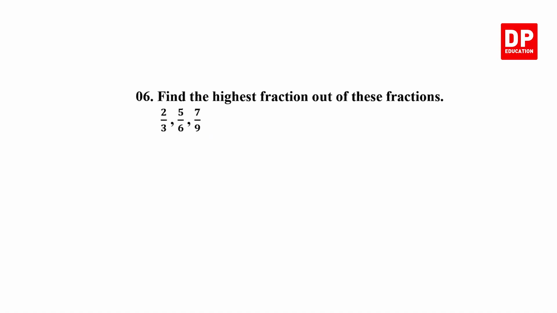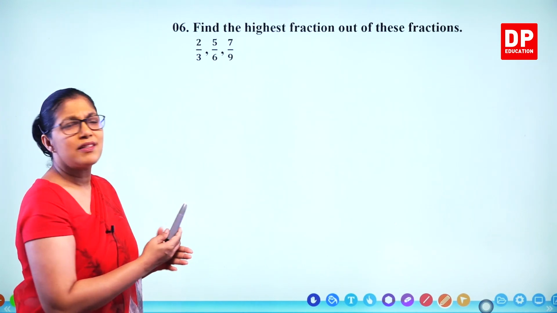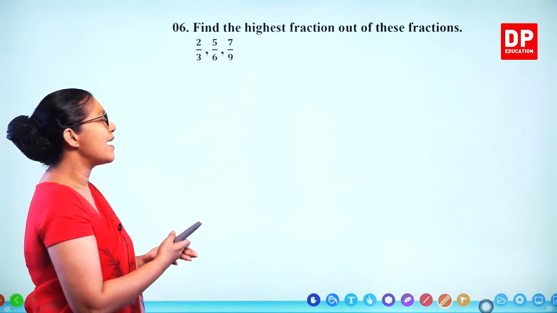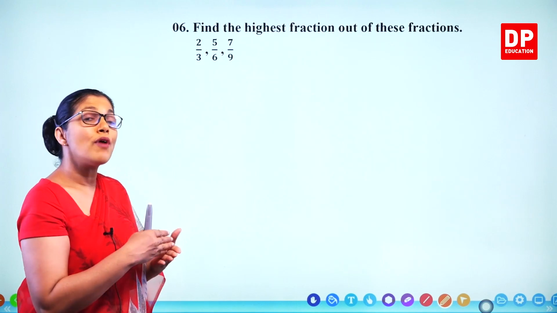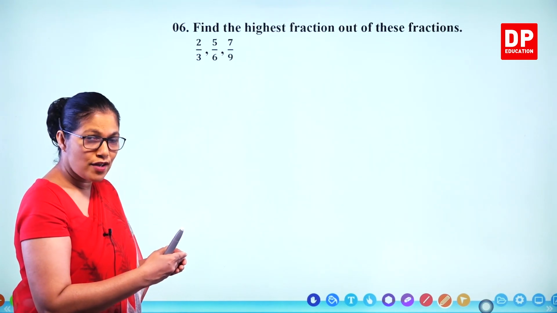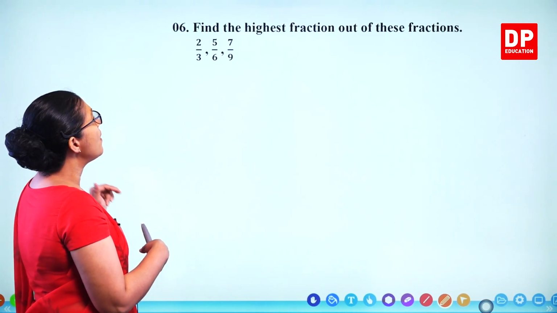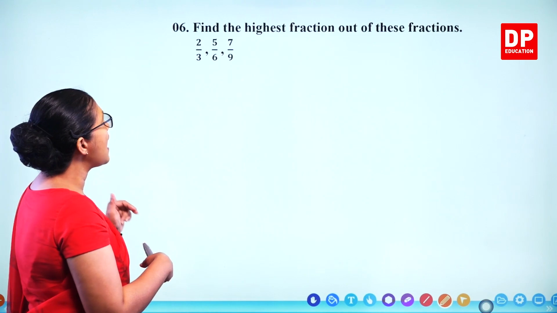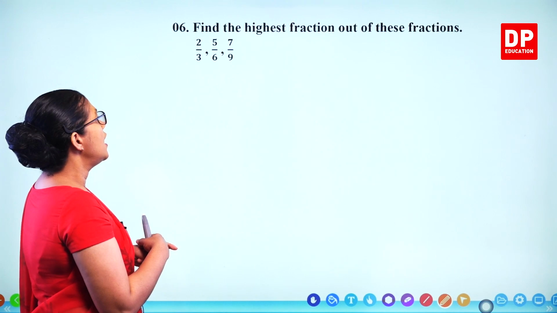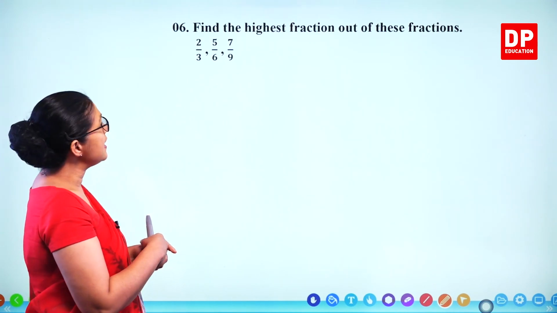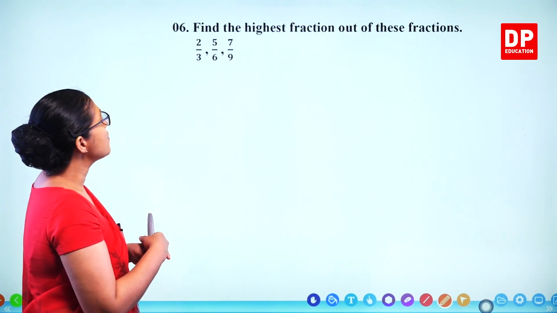Question number 6. Find the highest fraction out of these fractions. But the denominators are different, 3, 6, 9. So can we compare? We can't compare at once. So you have to find the equivalent fractions so that the denominators are the same. What's the lowest common multiple of 3, 6, 9? 3 goes with 18, 6 goes with 18, 9 goes with 18. 18 is the lowest common multiple.